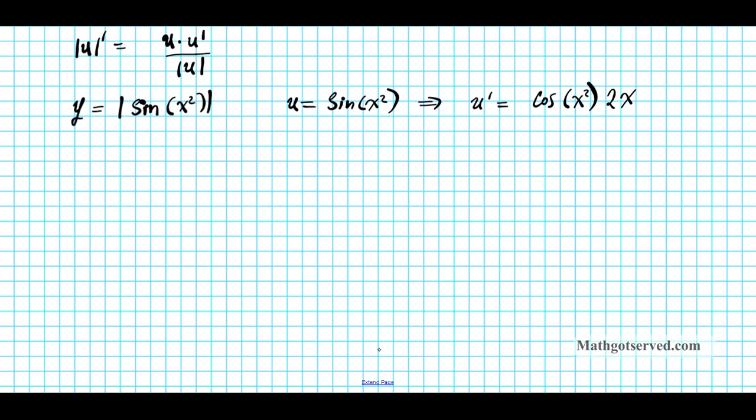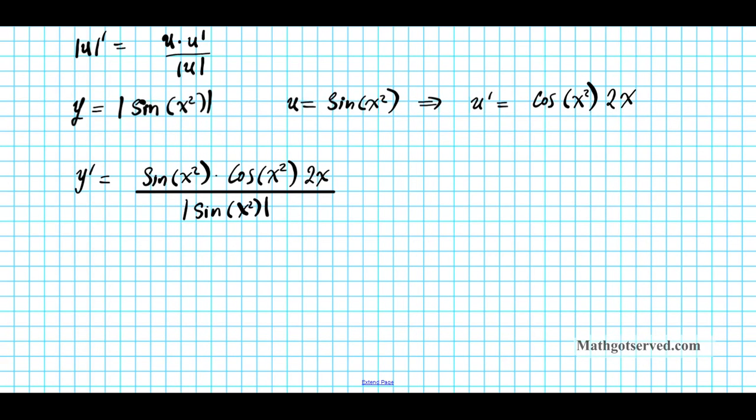Now we're just going to put u and u prime into this formula right here and see if we have a match. So y prime is going to be u, which is sine x squared, times u prime, which is cosine x squared times 2x, divided by the absolute value of u. And we know what u is, sine x squared, so the absolute value is the absolute value of sine x squared.